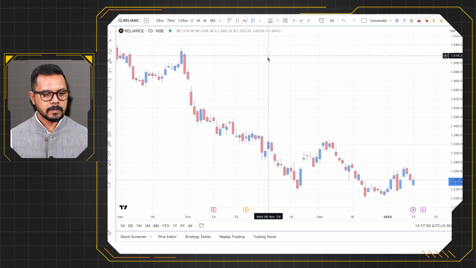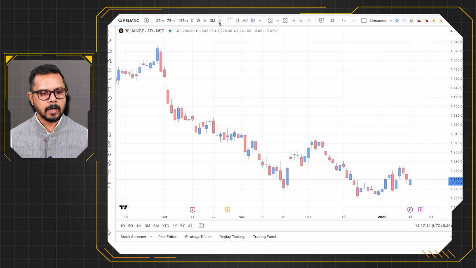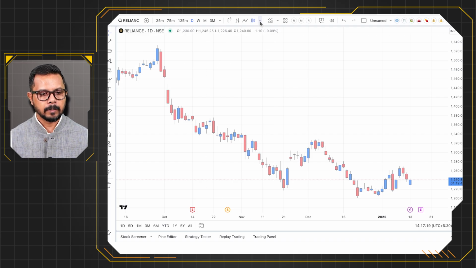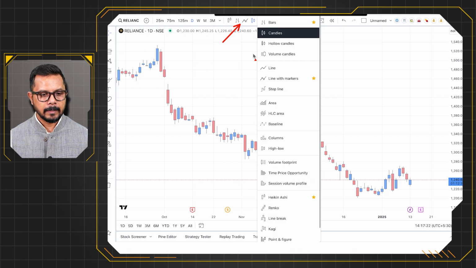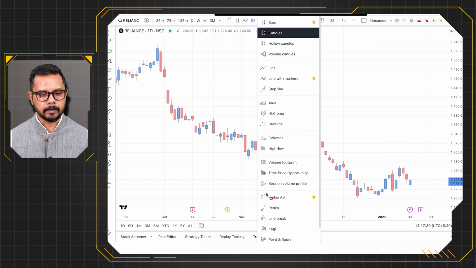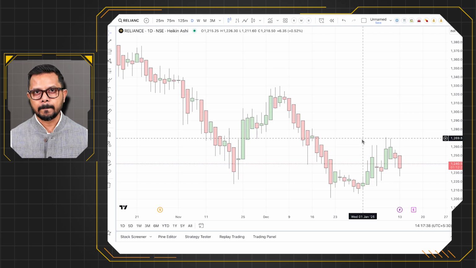So, as you can see on my screen, I have TradingView open. Most of us use TradingView. So, Reliance on the daily time frame, and this is our conventional candlestick chart, no problem. The way to plot a Heikin Ashi is you come up here, not there, that's for the time frame. You come up over here, this is the area, and you'll find various ways in which you can plot different types of candles, bars, hollow candles, etc. And down here, you will find Heikin Ashi. Click on it and your chart becomes a Heikin Ashi candle.